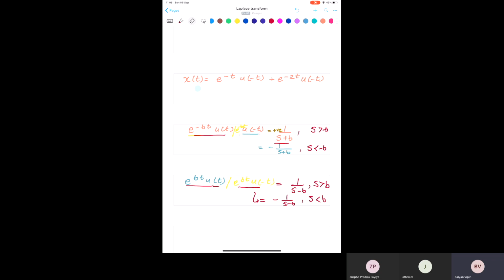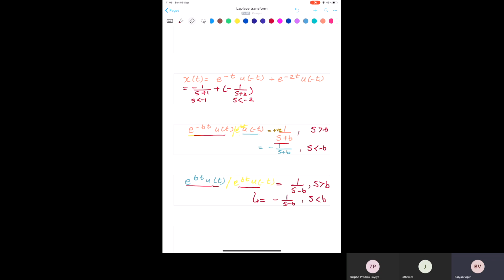So you can say it is equal to minus 1 upon s plus b, and the region of convergence for this part is s less than minus b. Then plus, for this, again it's the same. The only difference here is s plus 1. So plus minus 1 upon s plus 2 and s less than minus 2.